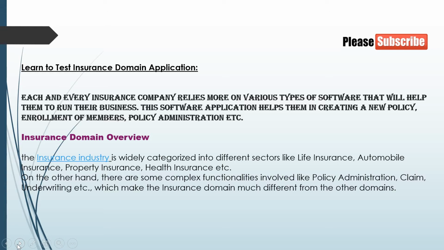So, insurance domain overview. What I said is that software testing is very crucial for an insurance application. Testing proves whether the application is fit for use or not, and that it performs the end-to-end flow, from creating a new policy till the final claim settlement.